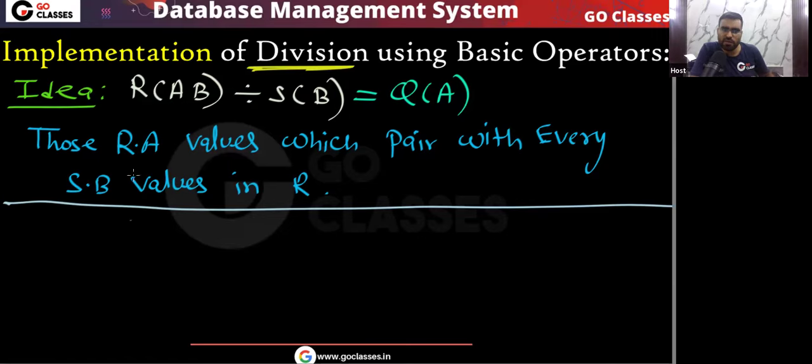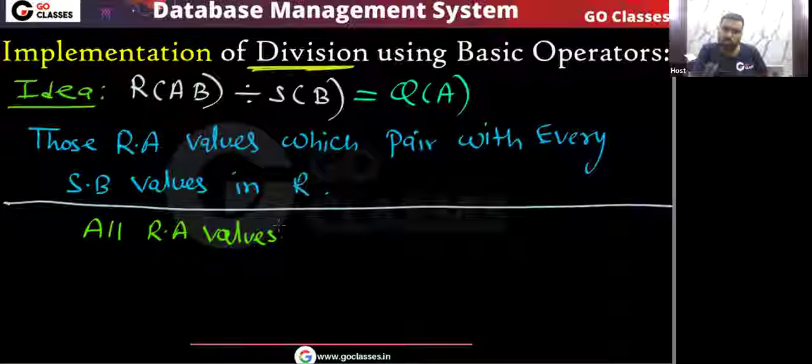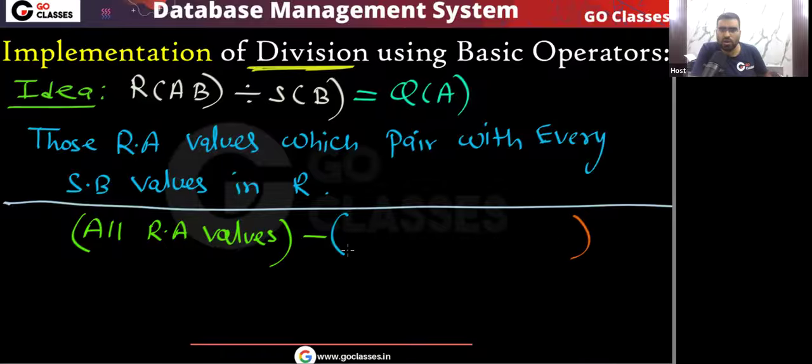First, I will find the total students, all the A values, because remember the output will have A values. So let me find all R.A values. Now I will remove which ones? I will remove those who are disqualified. Yes or no? I will remove those disqualified A values.